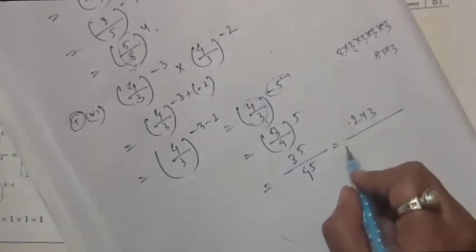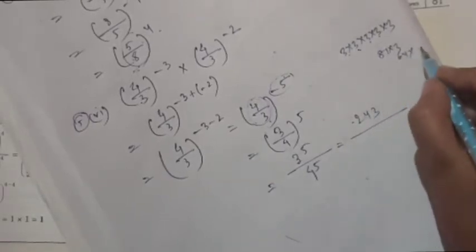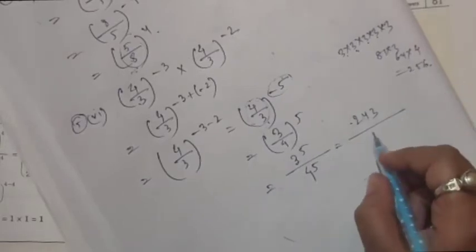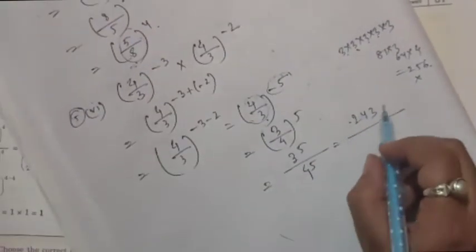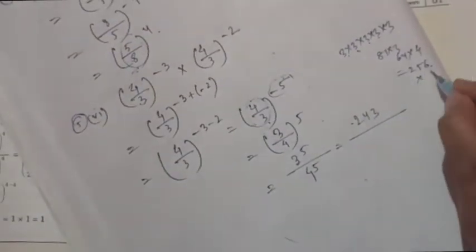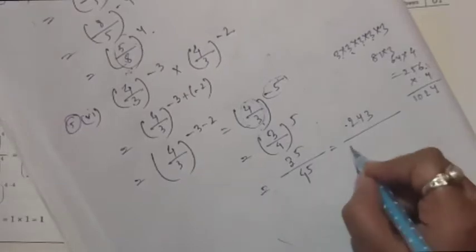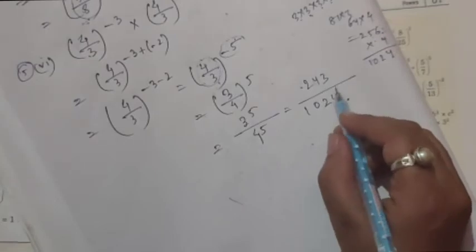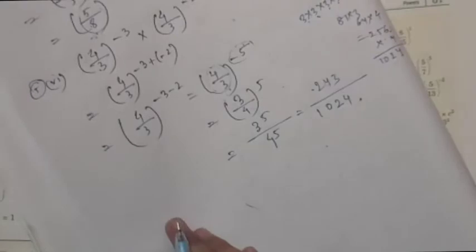4 to the power 5, that means if you multiply 4 five times you will get how much? 4 fours are 16, 16 fours are 64, 64 fours are 256, 256 fours are 1024. Okay, 1024. So 243 by 1024, this will be the answer.